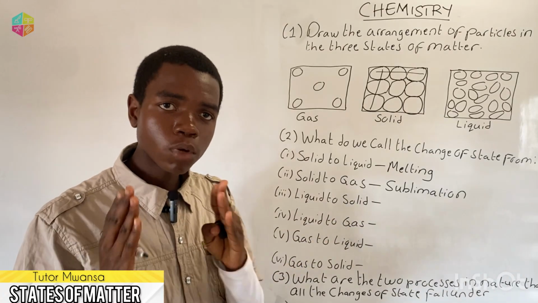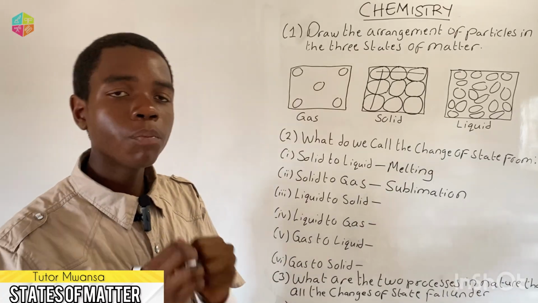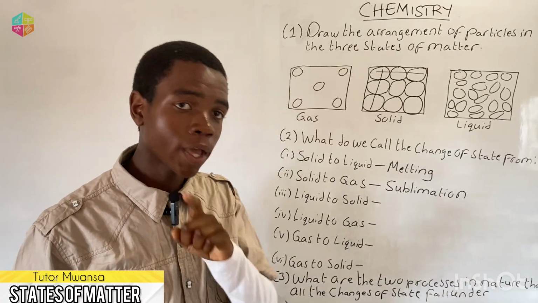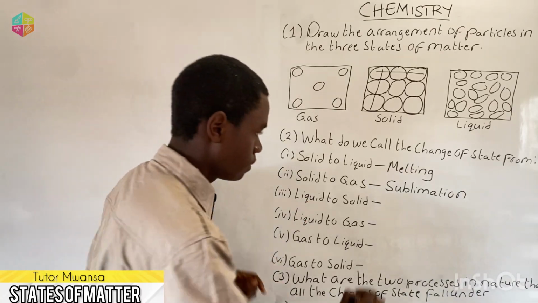Okay. What do we call the change of state from liquid to solid? Changing from liquid state to solid state. Let's give an example of water. When we put water in a fridge, it changes to ice. Ice is in which state? Solid. So that process is called freezing.